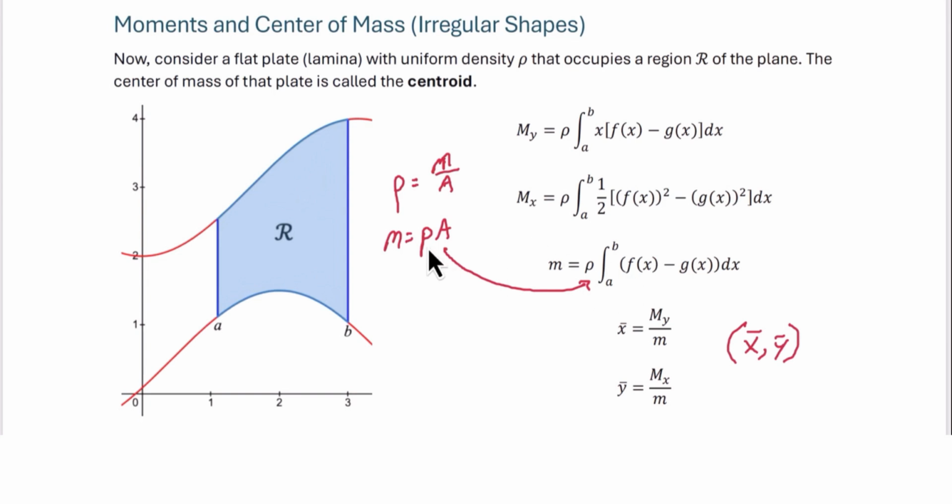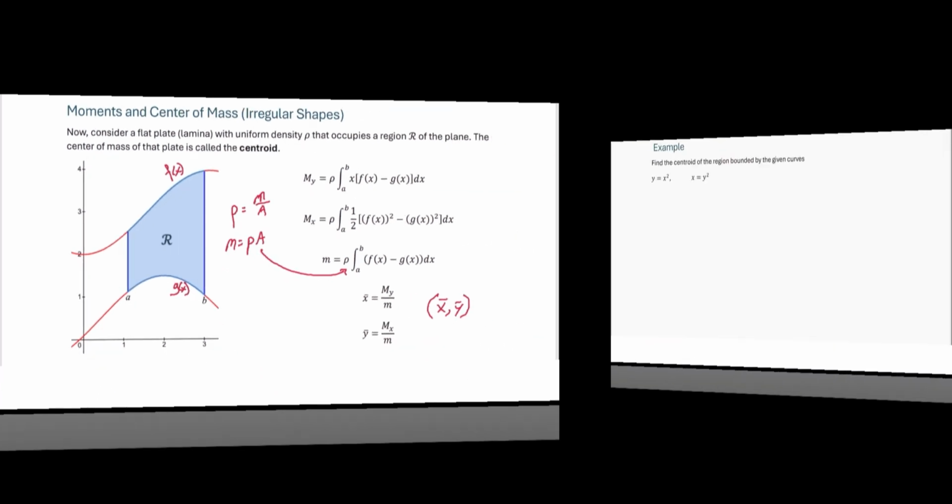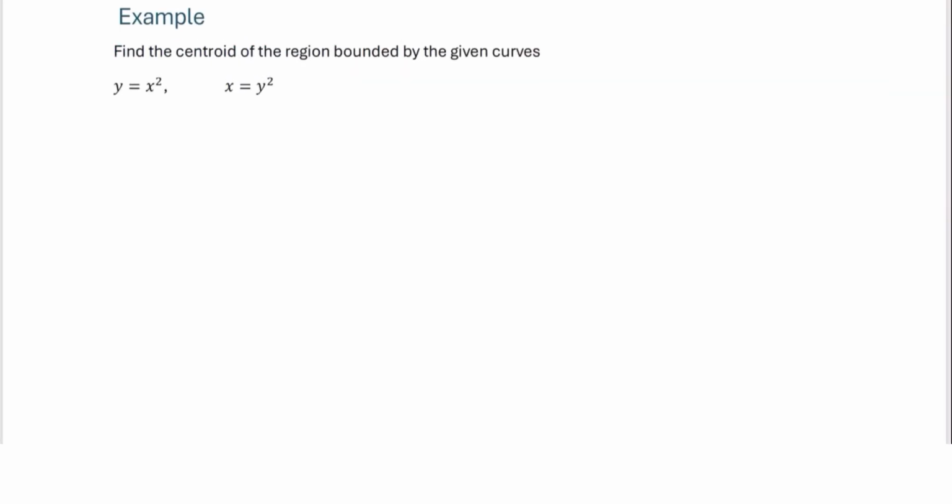Notice to find the area between two curves, which we've done in previous sections, we take f of x minus g of x. F of x being this curve and g of x being the lower curve. We find the area between those two curves using integration, and we multiply by rho, which is just density, and that will give us the mass. Let's find the centroid of the region bounded by the given curves.